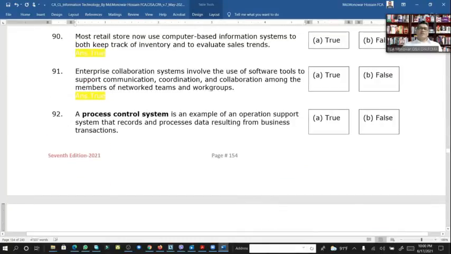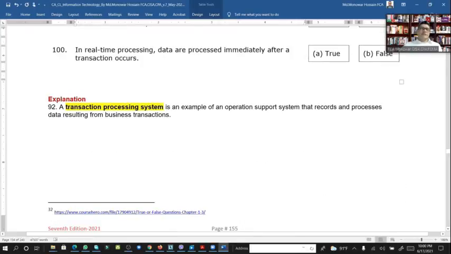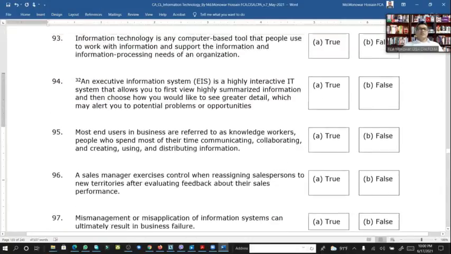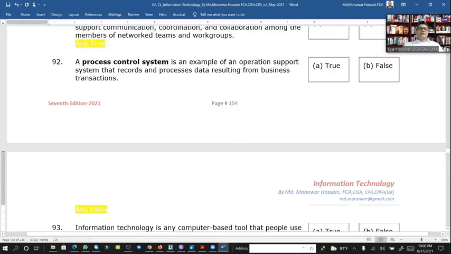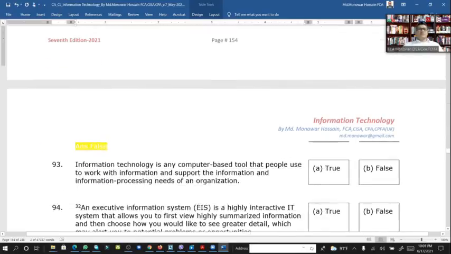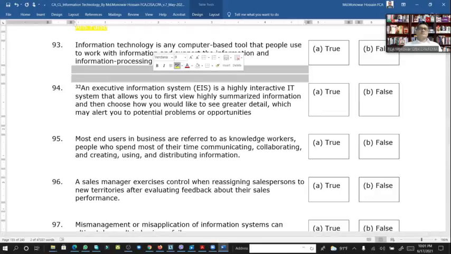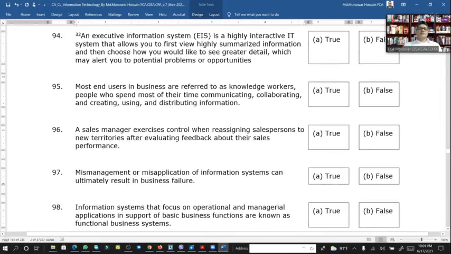So it is false. Why false? As the statement reads, a transaction processing system is an example of an operation support system. Here we are saying process control. It should be transaction. Okay, so that's why it's false. Information technology is any computer-based tool that people use to work. It's also true. An executive information system is a highly interactive IT system. It's also true.